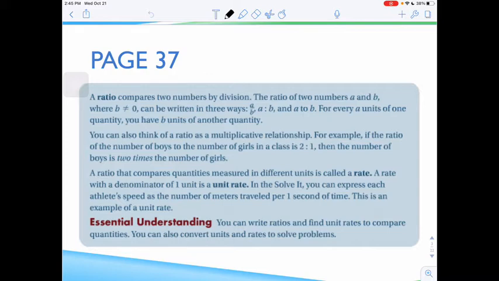You can also think of a ratio as a multiplicative relationship. For example, if the ratio of the number of boys to the number of girls in a class is 2:1, then the number of boys is 2 times the number of girls.